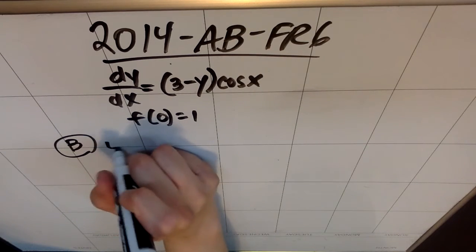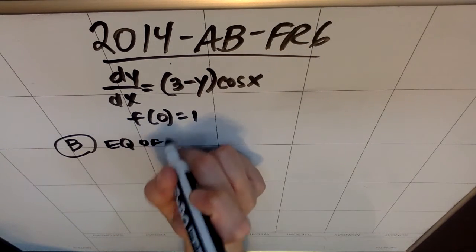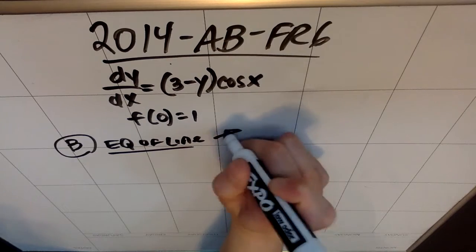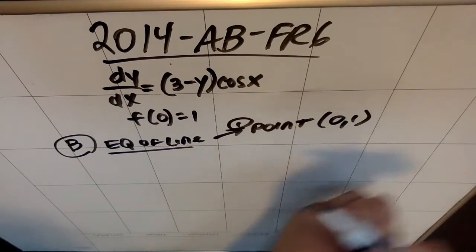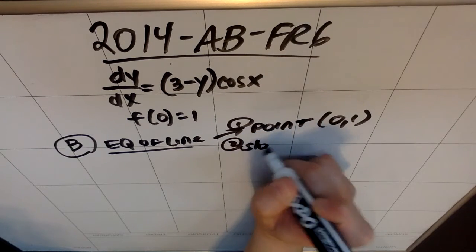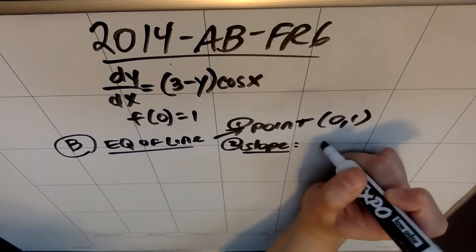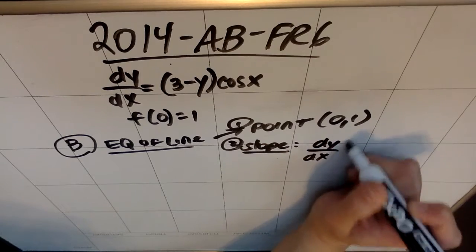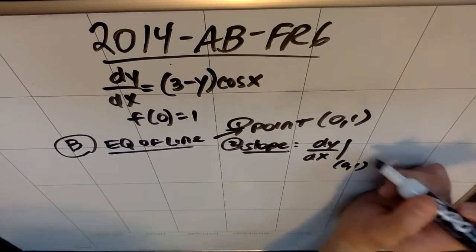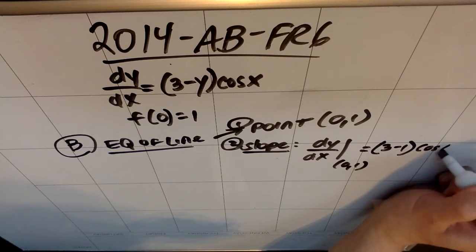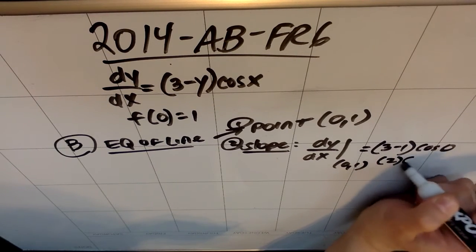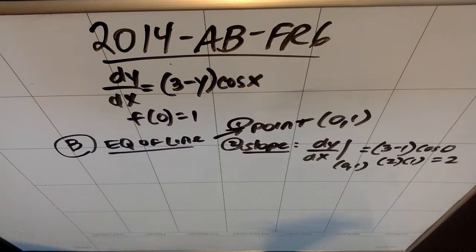Okay, so remember, anytime you need an equation of a line, you need two things. You're always going to need, one, a point. Well, conveniently, they gave us one at (0, 1). And two, you're going to need a slope. Well, in this case, you have a slope because you know dy/dx, and you just need to evaluate it at (0, 1). So when you do that, you're going to get 3 minus 1 times the cosine of 0, which is a 2 times a 1. So you get a slope of 2.